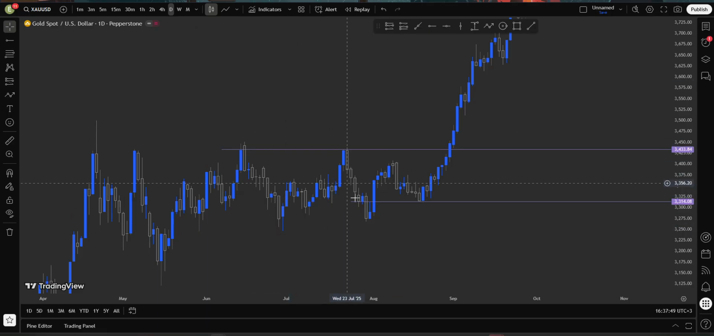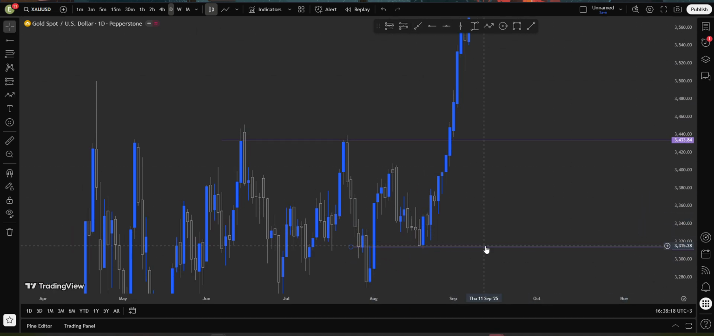But what do we see here? We see that this was a support. It was a support broken. You see this one, this one, this one. It was a support broken into resistance. Then it came again. It supported the market here. So after, you see, that's what I talk about, significant level.